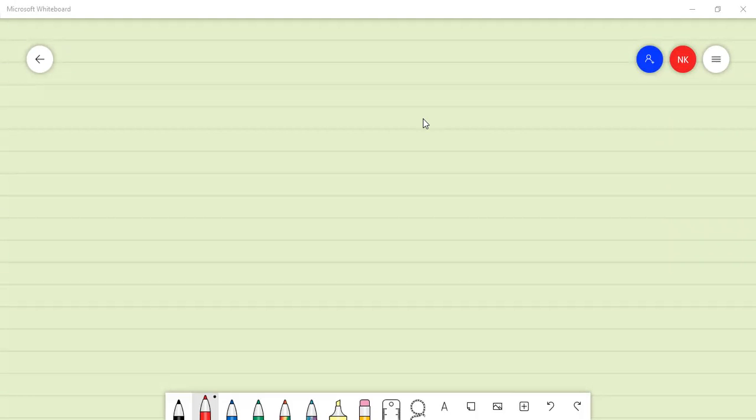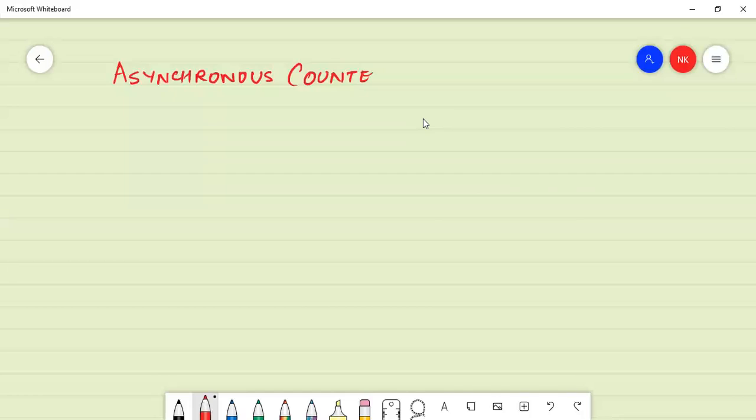So today we are going to see the asynchronous counter. In the last class we have seen some basics about the asynchronous counter. So how will you characterize, or how will you find, that a given counter is an asynchronous counter?